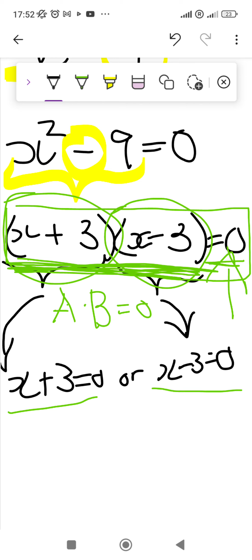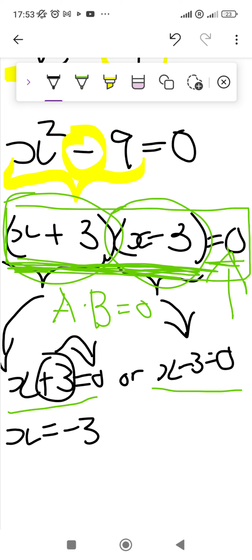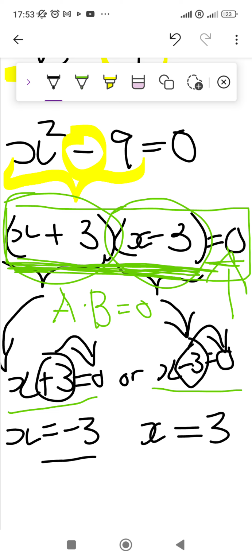Now let's just simplify these. This plus 3, we'll take it over. We are subtracting 3 on both sides. So we'll end up with x is equal to minus 3. Similarly, on this side, we are adding 3 on both sides. So x is equal to positive 3. Again, we said we expect two solutions. Here's the one, and here's the second one.